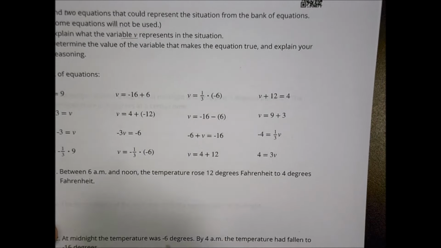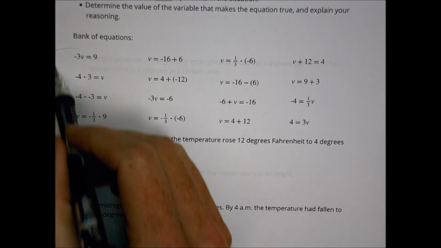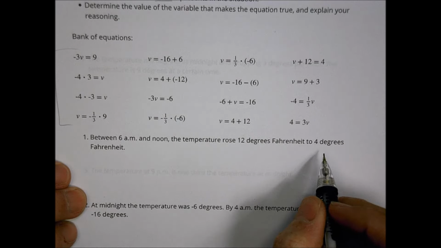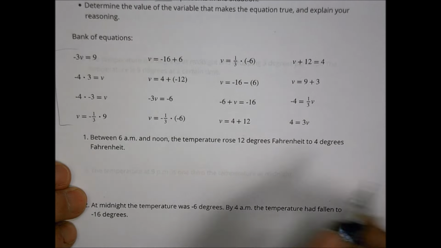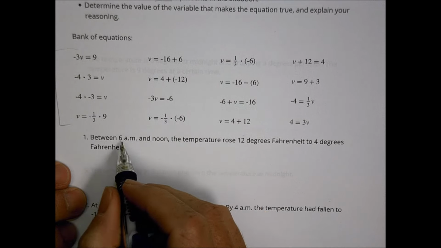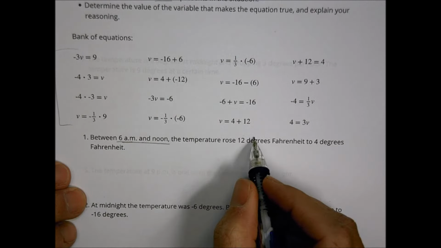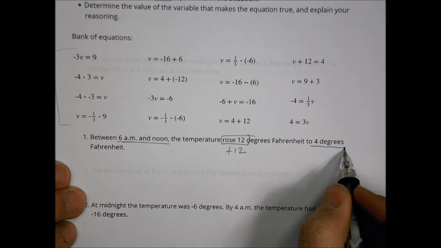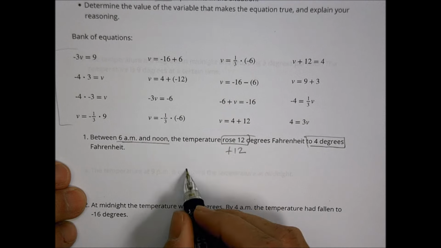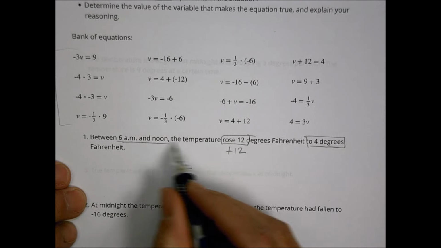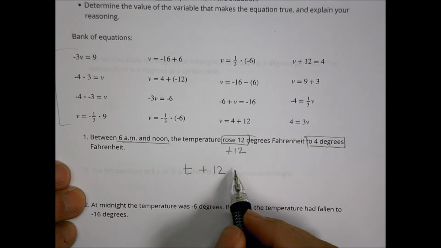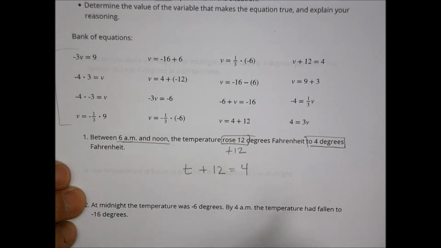All right, so if you want to, you could think about, well, these are going to be your possible choices, but it might be good just to read the statement here and write up your own equation to see what you would come up with, because that's what ultimately you're going to have to do at some point, right? So between 6 a.m. and noon, the temperature rose 12 degrees. So it's going to go up 12 degrees Fahrenheit, and it landed at 4 degrees Fahrenheit. So the temperature between 6 and noon went up 12 degrees, and it went all the way up to 4 degrees Fahrenheit. So I'm not solving anything here. I'm just looking at what it could be.